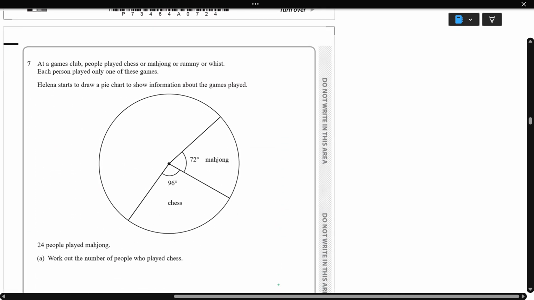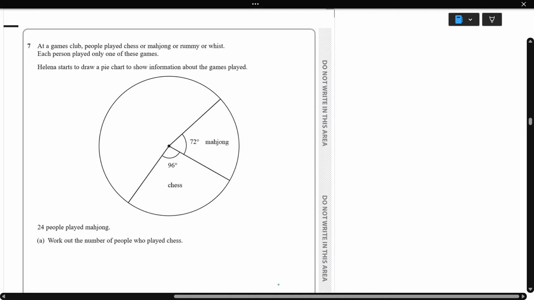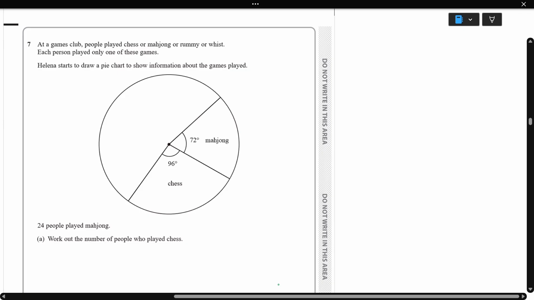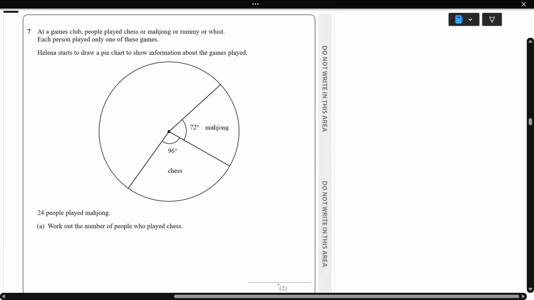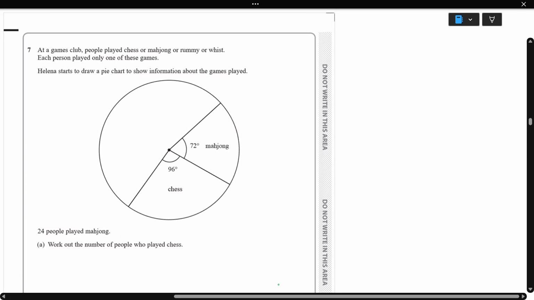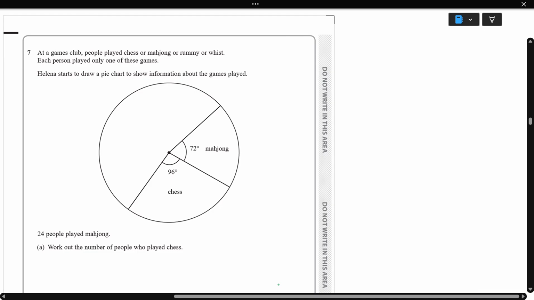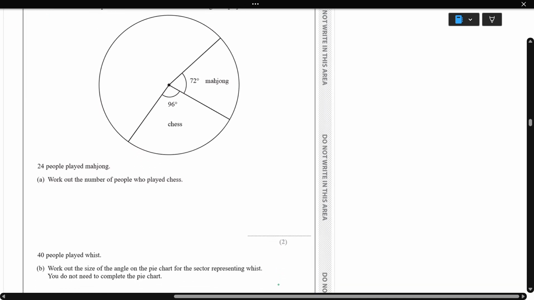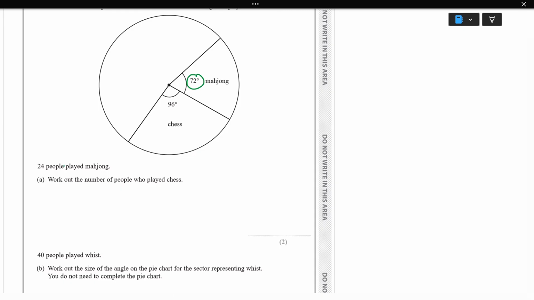Next one, at a games club, people play chess, mahjong, and rummy or whist. Okay, a pie chart is given here. So 24 people played mahjong. Okay, so 72 degrees is equal to 24 people. The entire thing is going to be 360. Out of 360, 72 degrees.